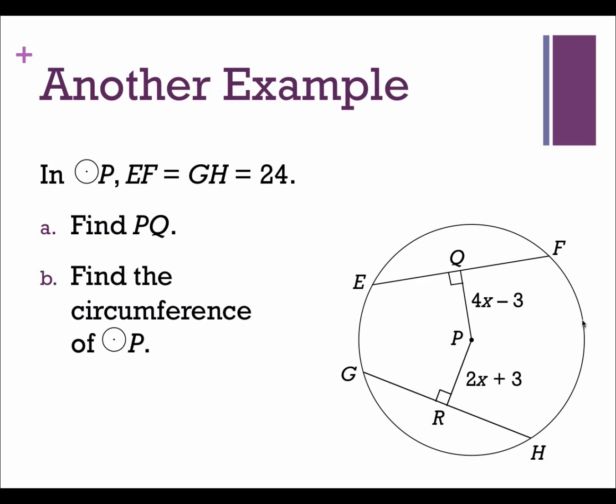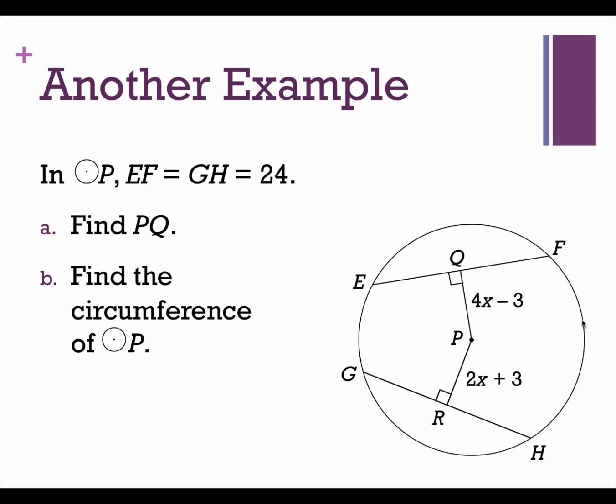In this one it says circle P. So that little piece of information establishes that P is the center of the circle. We know that EF and GH are both 24. Why is that relevant? That tells us QP and PR are equal. Why? Because in the circle, two chords are congruent if and only if they're equidistant from the center. Well said. By these two chords being congruent, we know they have to be equidistant from the center of the circle, so these two are equal. Set them equal, solve for x.